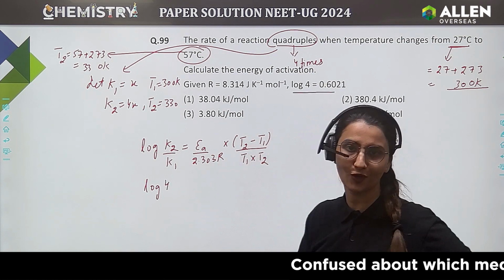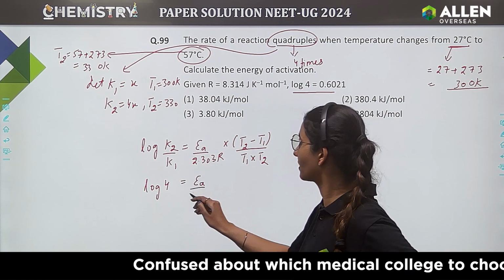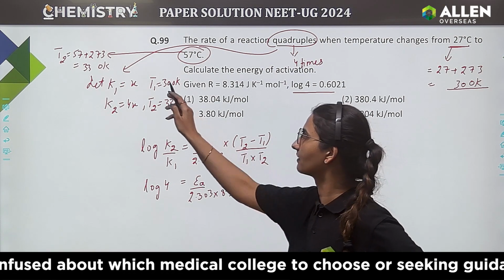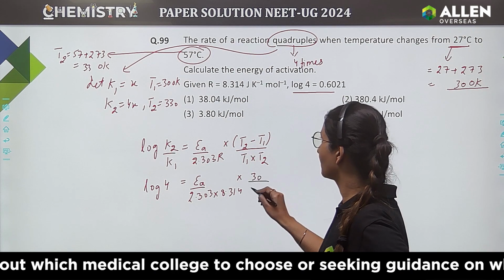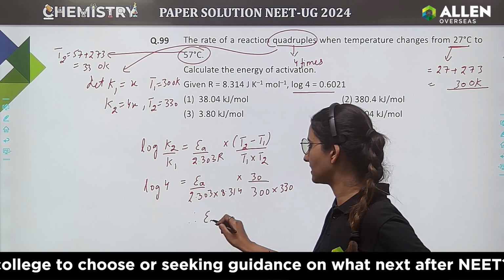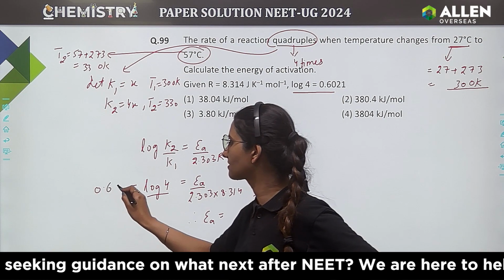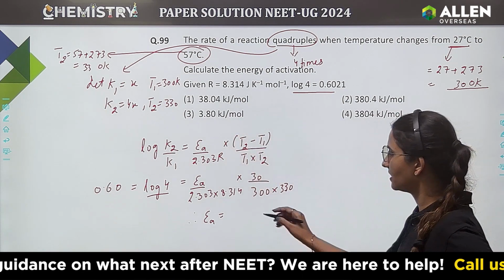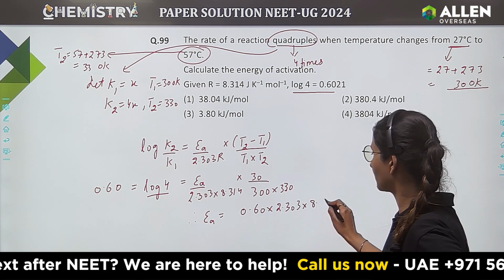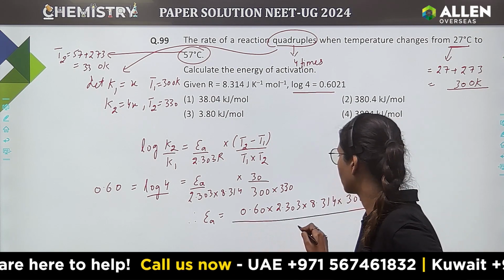Anyway, they have given the value of log 4 to ease things for us. What is Ea? We have to find it. R they have given, yes, of course. T2 minus T1, 330 minus 300, is 30. So 300 into 330. Therefore, students, what is Ea? What is the value of log 4? I can take it approximately 0.60. So Ea is 0.60 into 2.303 into 8.314 into 300 into 330 by 30.